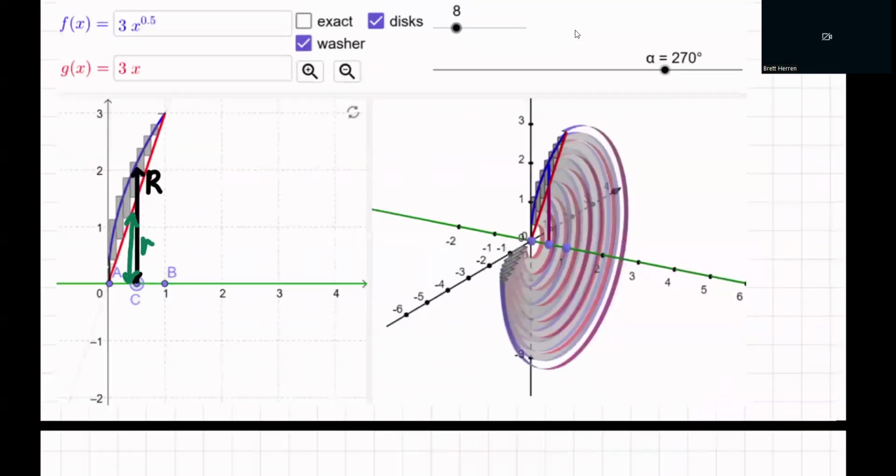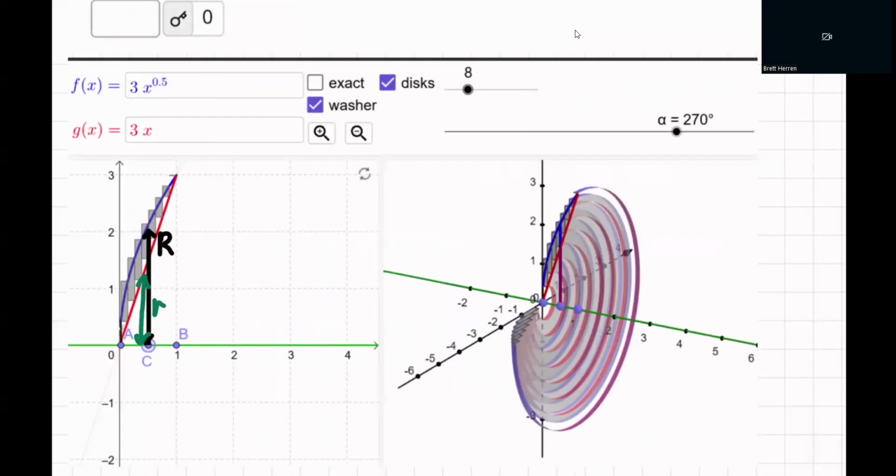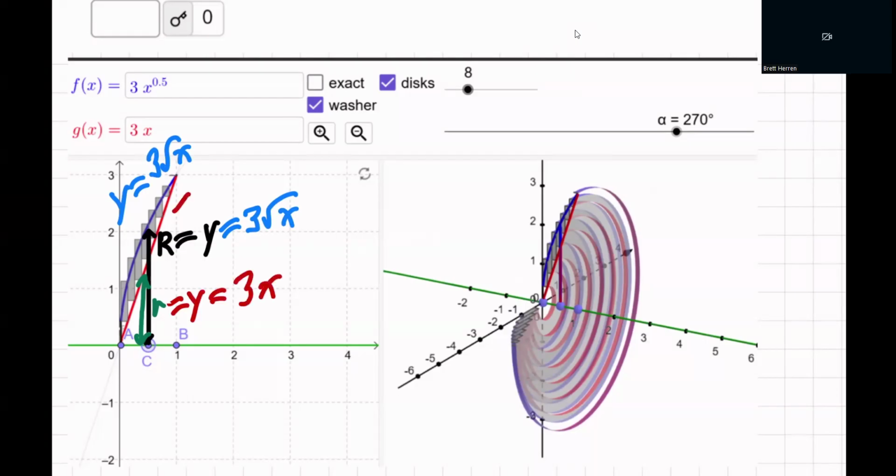You can see that over here too. See on the 3D version, there's the line they put. So you can see this disc. This is to the outer edge. This is to the inner edge. Right. So the outer edge radius is going to be the y value on this graph. What is that graph? That's y equals 3 square root of x. And the little radius is going to be the y value on the other one, which is just 3x. This one.